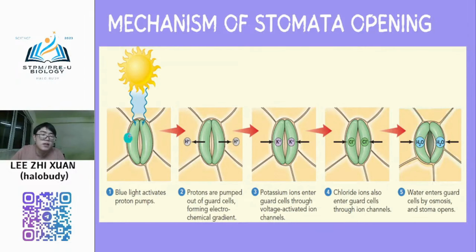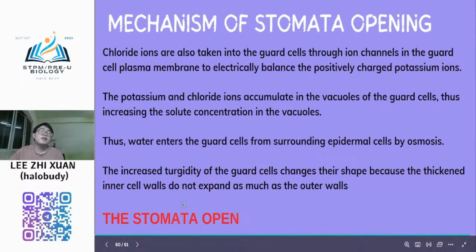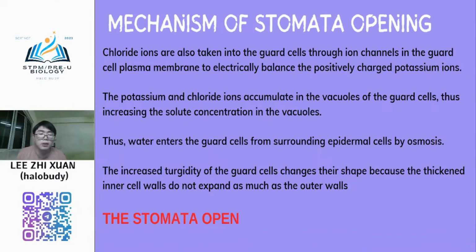So you will see here, this one is closed. Closed is like this. But when it is opening, the outer part is more highly curved compared to the inner part. That is why your inner cell wall must be very thick, to prevent the inner cell wall from also becoming more curved like that. So this is one of the reasons. Okay, so that's all for the opening stomata. Once like that, the stomata will be open. This is all the mechanism about the stomata opening.